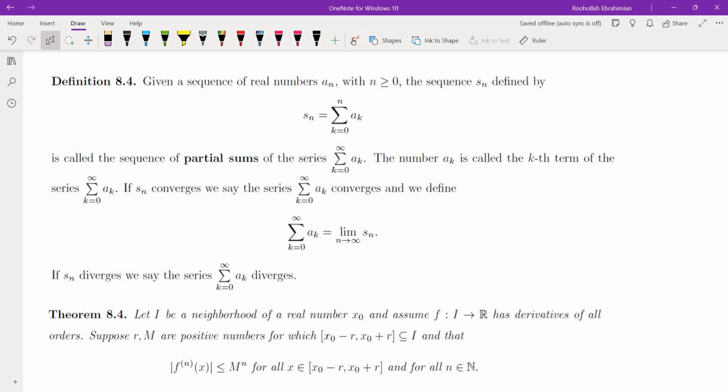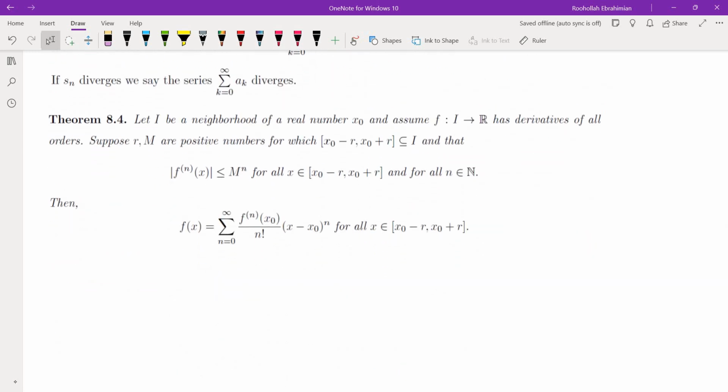Given a sequence of real numbers a_n with n greater than or equal to 0, the sequence S_n defined by the sum from 0 to n of a_k is called the sequence of partial sums of this series. The number a_k is called the kth term of this series, and S_n is called the nth partial sum. If the S_n converge, then we say the series converges, and we say the sum is equal to the limit of those partial sums. If S_n diverges, then we say the series diverges.